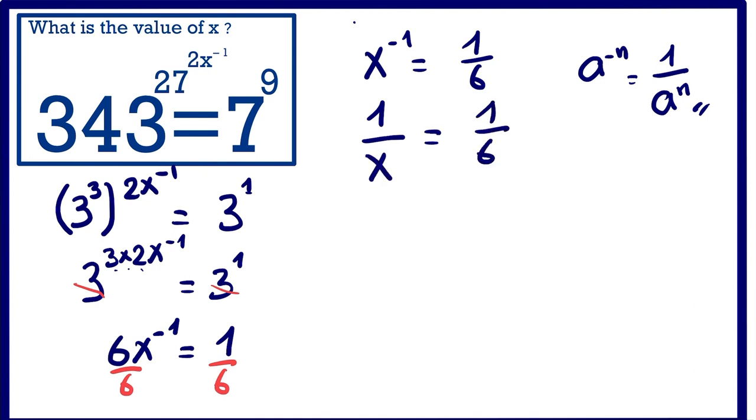We can now cross multiply. So we are going to get x times 1, which is x, and 1 times 6, which is 6.